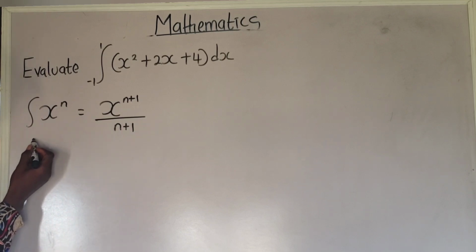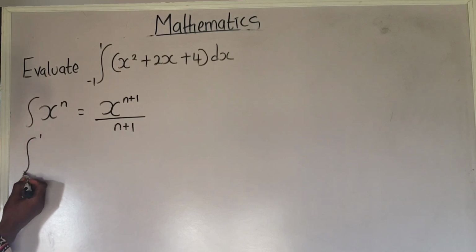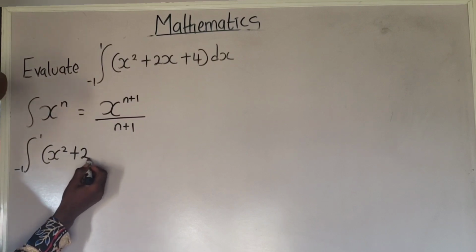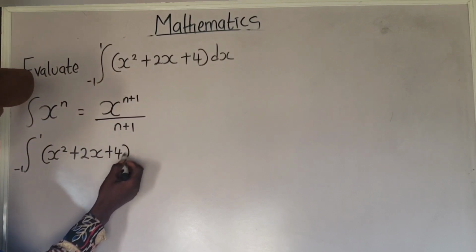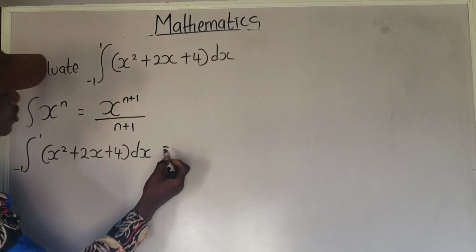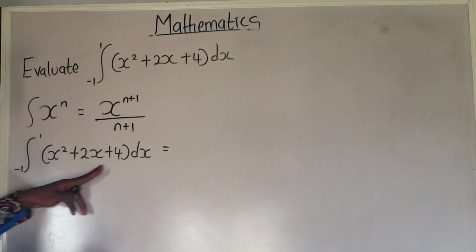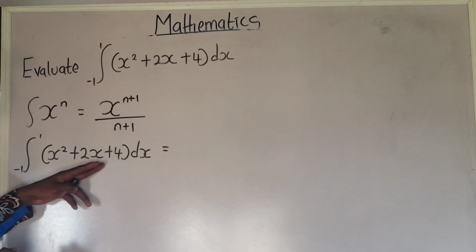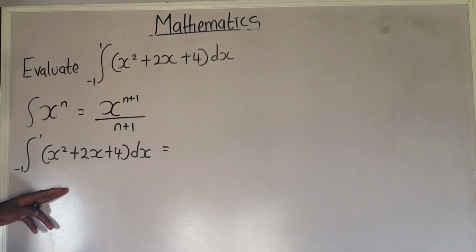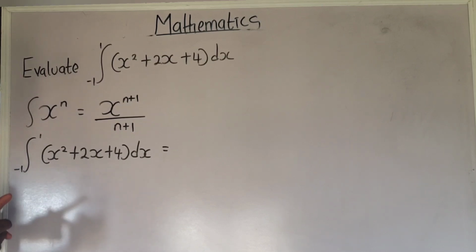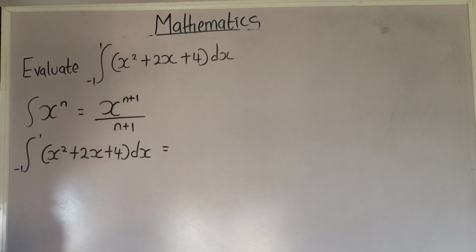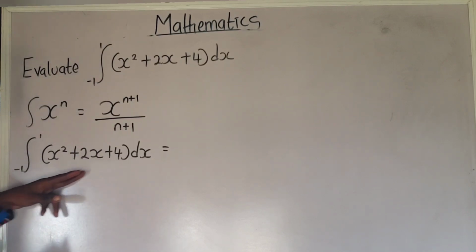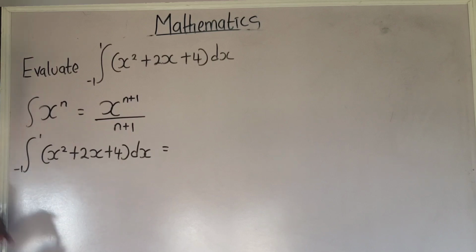For this, I'm going to have the integral of x squared plus 2x plus 4 dx equals, now I'm going to integrate the function inside this bracket. Are you paying attention? If I integrate this function, this integral sign will not be there again. Please pay attention.